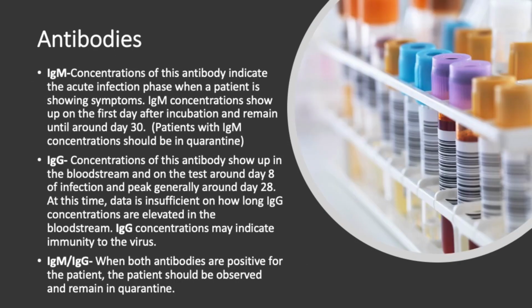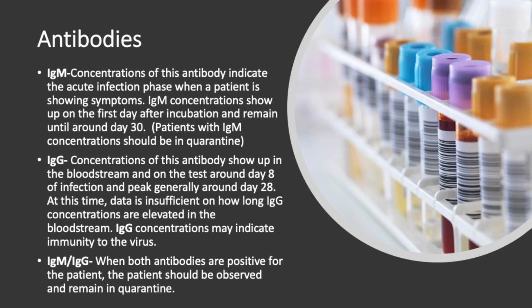All right, so IgM. IgM is an antibody that would indicate the acute infection phase in a patient. It's the first response that a body has to that antigen. And the IgM concentrations show up typically for COVID on the first day after the incubation period, so when a patient is in acute phase and has symptoms. And they remain around until about day 30, day 28, somewhere in there. Any patient tested with an IgM concentration should be in quarantine.